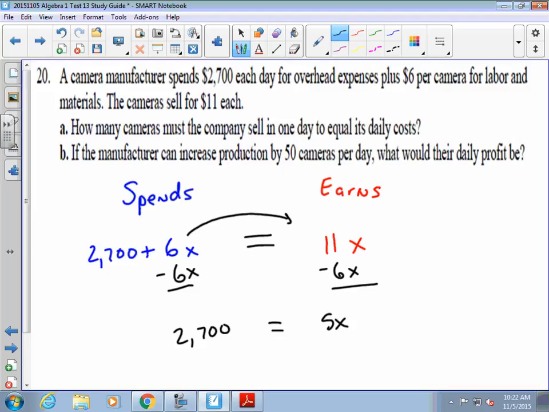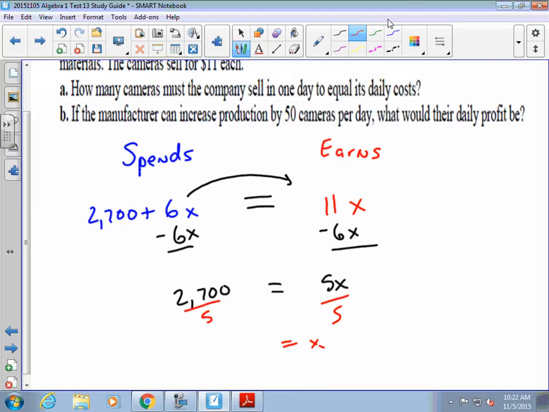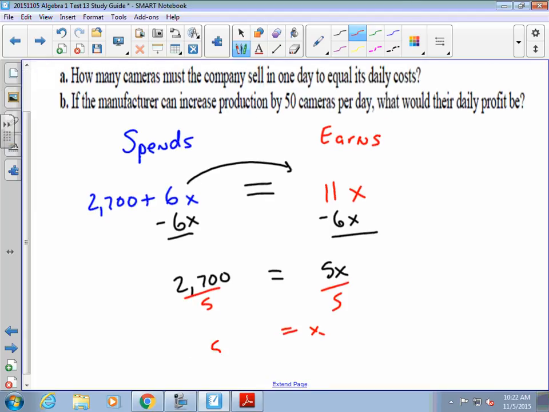When you divide by 5 on both sides to get x by itself, that gives you x. Divide this side by 5. 5 goes into 27 5 times, and there's 2 left over. 5 goes into 20 4 times. So he needs to sell 540 cameras to break even.